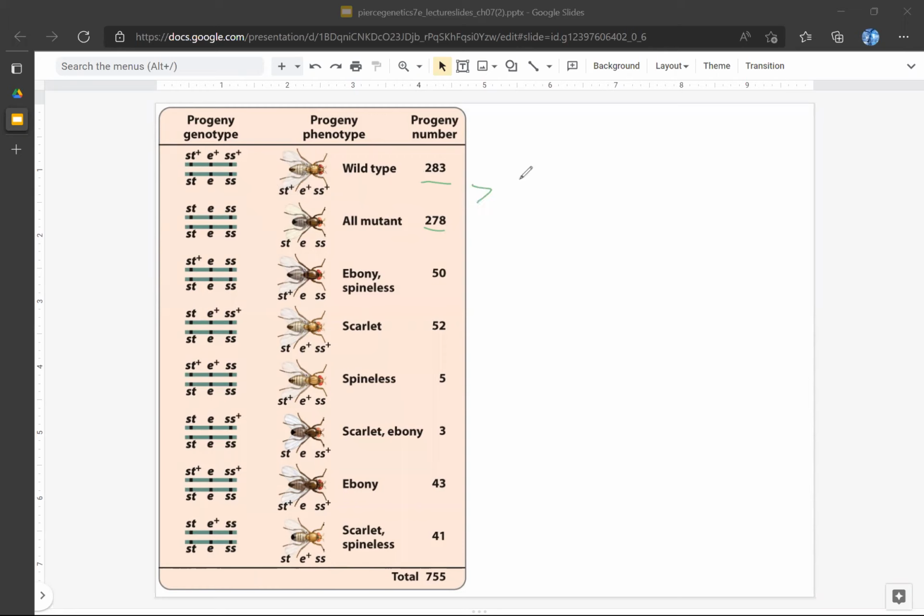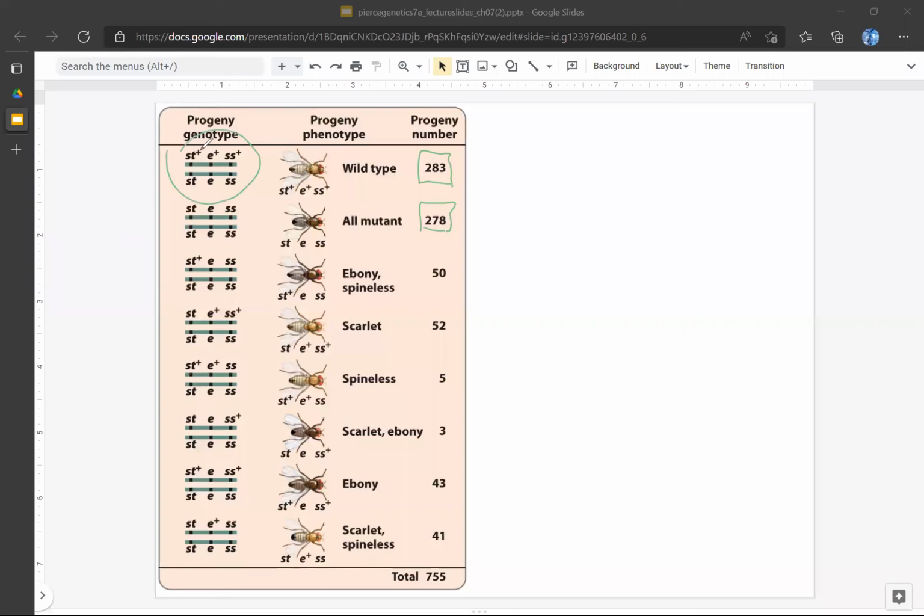And we call this being non-recombinant. They are not recombining. But I like to call them parental, just so that we don't accidentally mix up recombinant and non-recombinant. It's also much easier to say. So these are our parental genotypes, our parental progeny. This 283 individuals and 278.